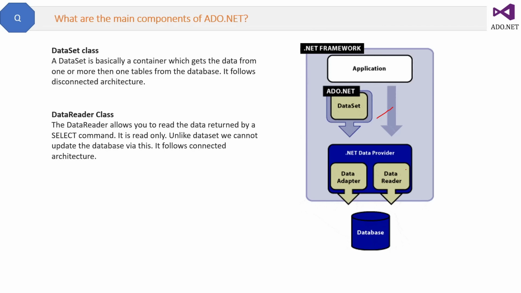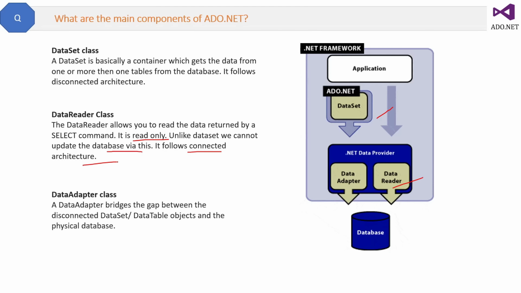The data reader allows you to read the data returned by a select command. It is read-only. Unlike dataset, we cannot update the database via data reader. It follows connected architecture. The last component is the data adapter class. Now the data adapter, which is right here in the diagram, bridges the gap between the disconnected dataset object and the physical database. So it works like a bridge. The dataset will use the data adapter to get the data from the database. That is the answer for the components of ADO.NET.